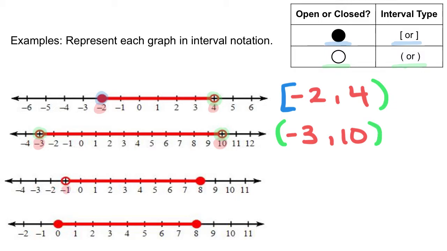For the next one, my two important numbers are -1 and 8, so I'd rewrite -1 comma 8. Then I'm going to determine the bracket type. So the first one, I have an open circle at -1, so it doesn't include the -1, so it's a parentheses. And then I would have a closed circle at 8, meaning it includes the 8, so I would use a bracket. And for the last one, my two important numbers are 0 and 8.